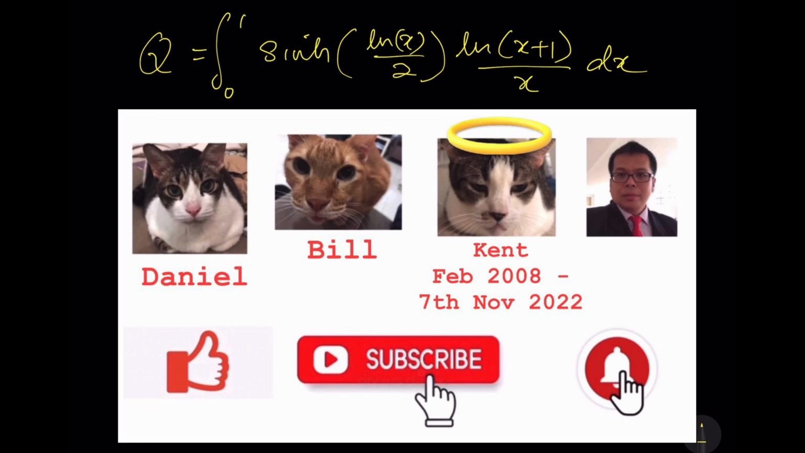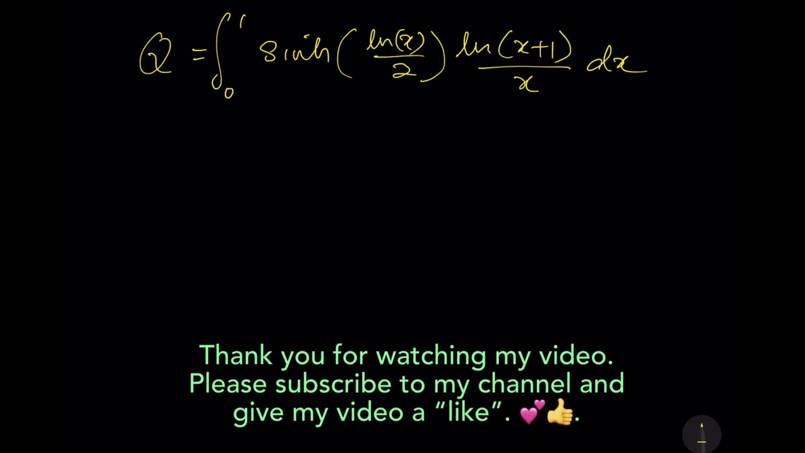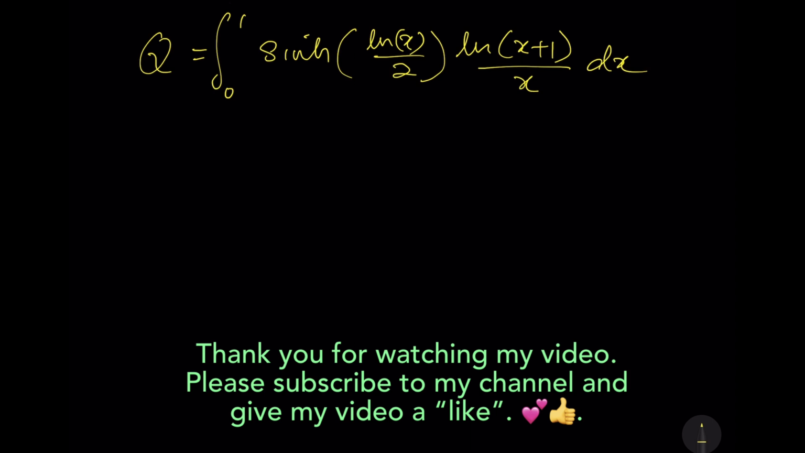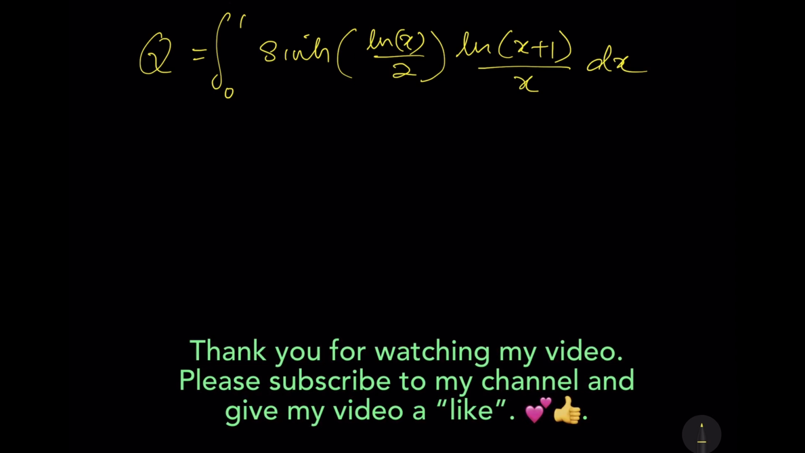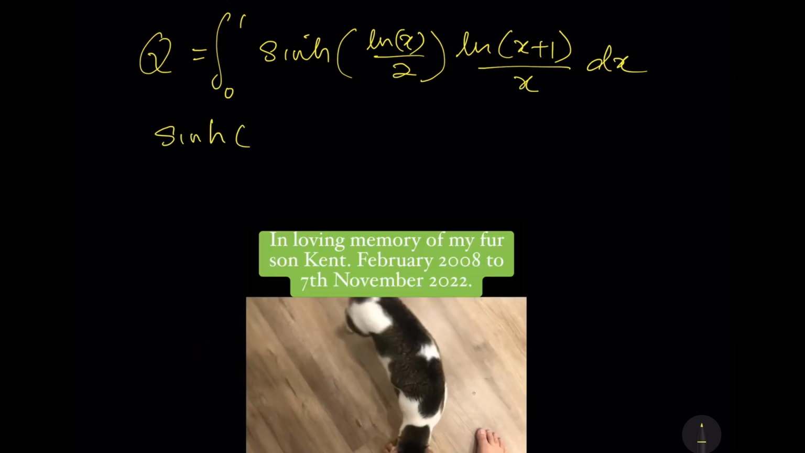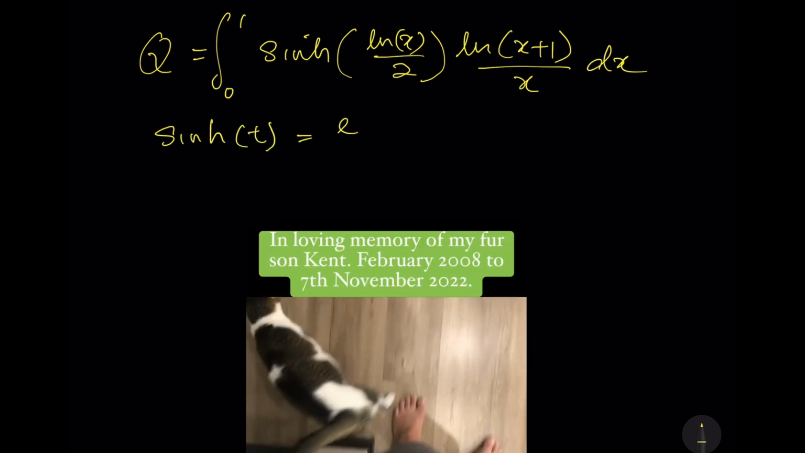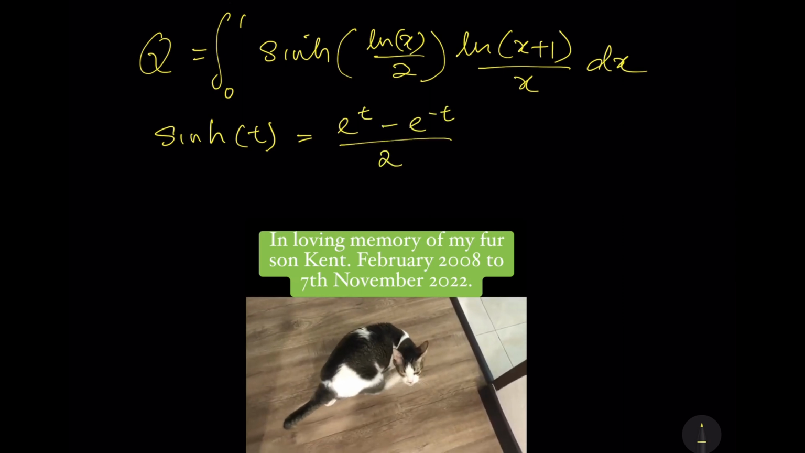This is today's question. It's actually not difficult at all. We just have to manage the hyperbolic sine function, and then it can be solved using substitution as well as integration by parts. First, we look at the hyperbolic sine function, which is the sinh. We know that sinh t is defined as e power t minus e power negative t divided by 2.